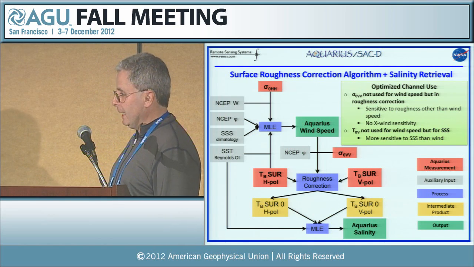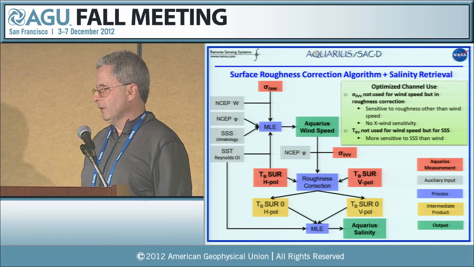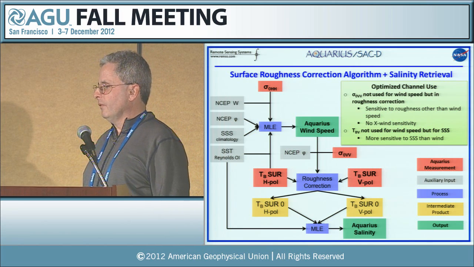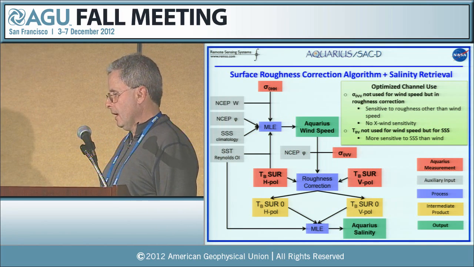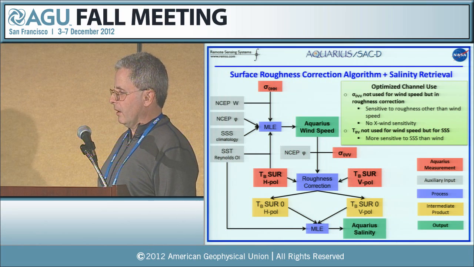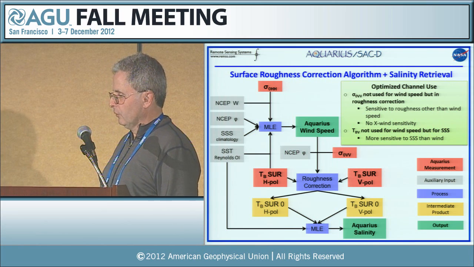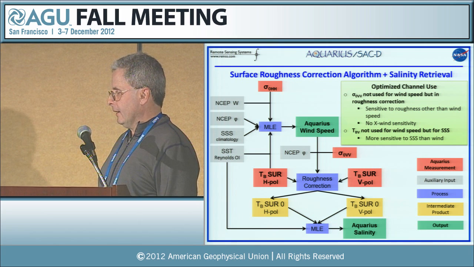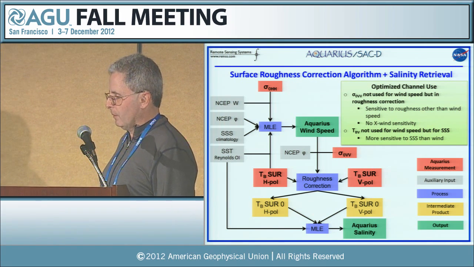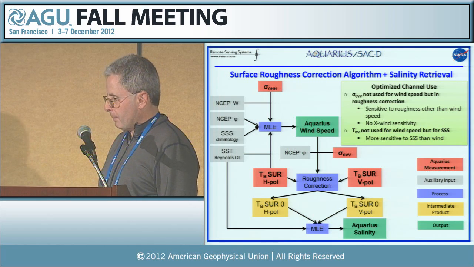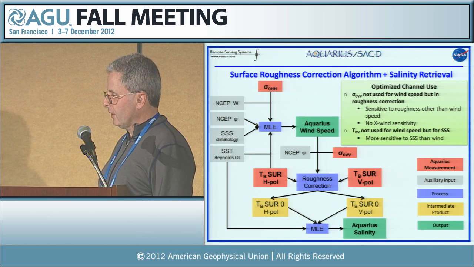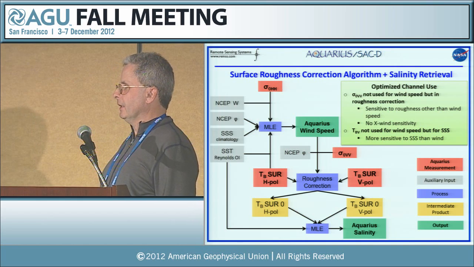We derive a wind speed, and then we combine that wind speed with the sigma naught VV, the VV-pole measurement. And that gives us a roughness correction. By doing that, we can do the roughness correction. And the roughness corrected brightness temperatures, we call them TB0, that are the brightness temperatures at a specular surface, then go into the salinity algorithm.